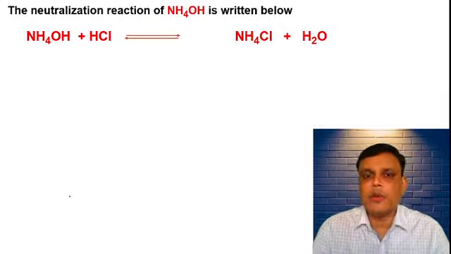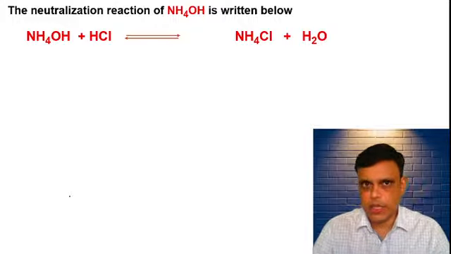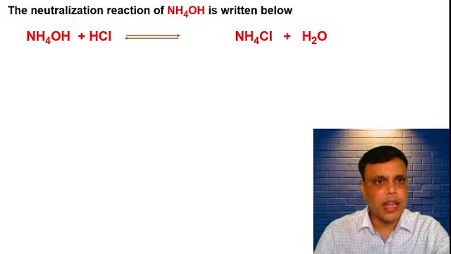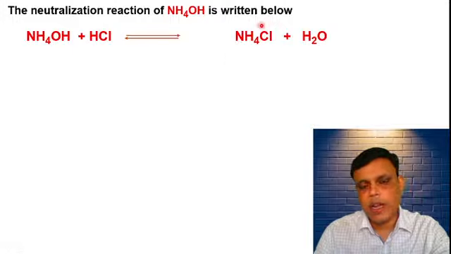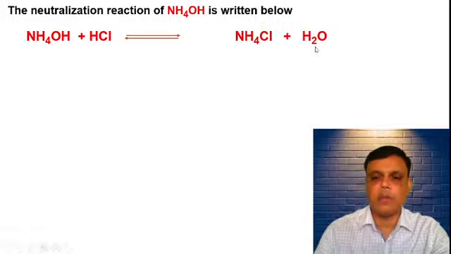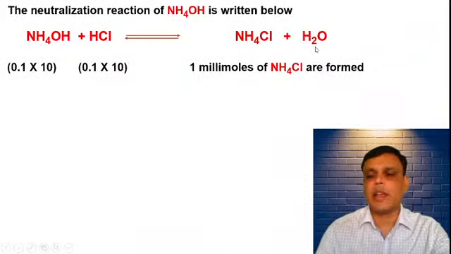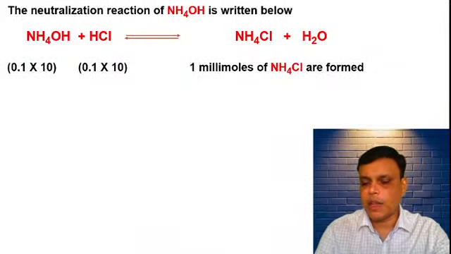ठीक है, चलो. Now then you have to write the neutralization reaction. Then you have to write the neutralization reaction of ammonium hydroxide in presence of HCl. And in the last example also we have seen ammonium hydroxide in presence of HCl reversibly gives you ammonium chloride plus water. Now we will calculate the millimoles.